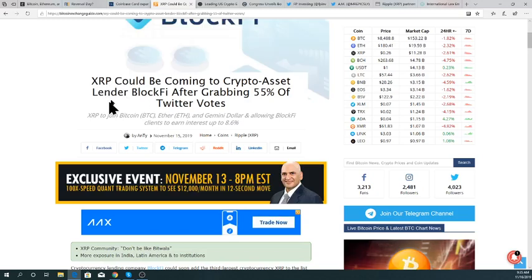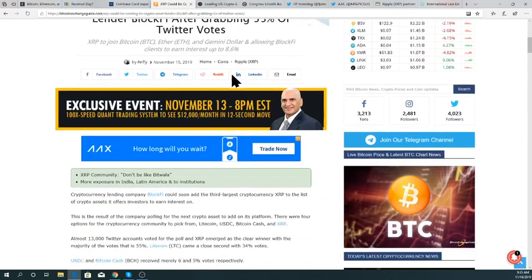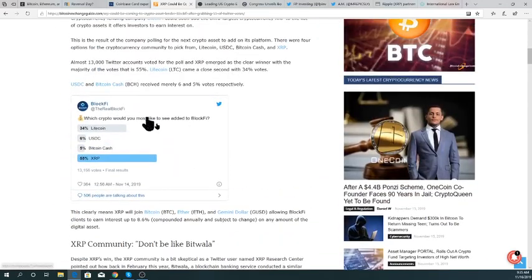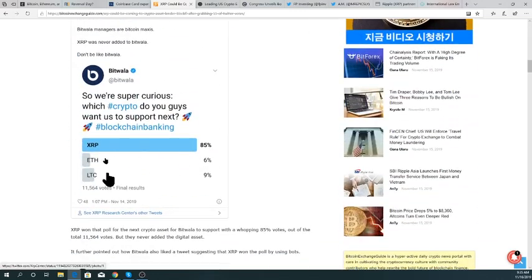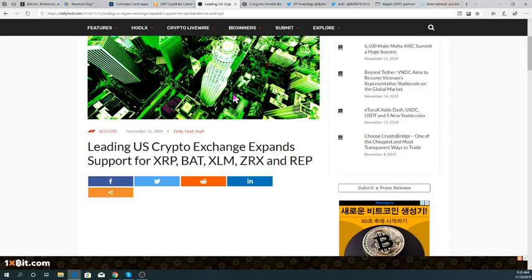Now this is a platform, BlockFi, could be coming to crypto as a lender. But I don't actually trust these Twitter polls. Last time the same thing happened with another platform asking which one you need, we will add that, and the XRP community supported XRP and it came up around 80-85%, but that didn't happen. So they actually highlight here, it's Bitwala. Yeah, it shows like this. So I hope it's not something like that.